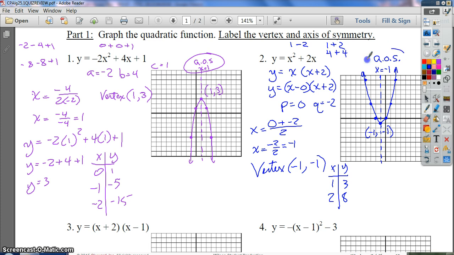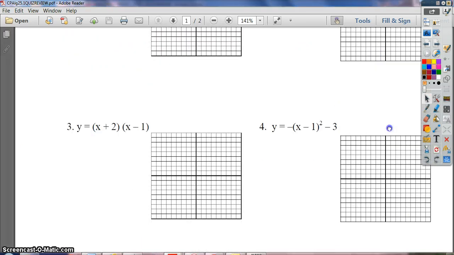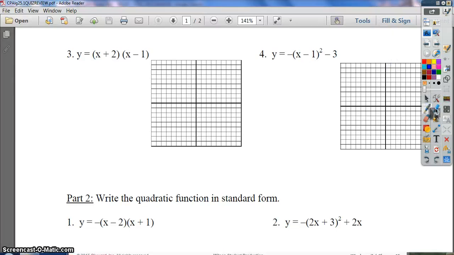There is everything you need. Here's your axis of symmetry labeled. Here's your vertex labeled. And then your graph will be correct. Shifting down to 3. 3 is already an intercept form for you. P is -2. Q is +1. So -2 here, +1 here.